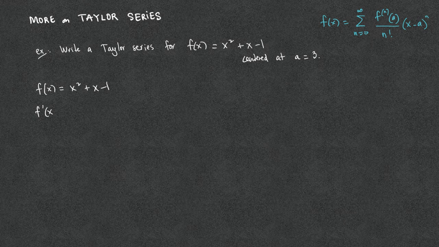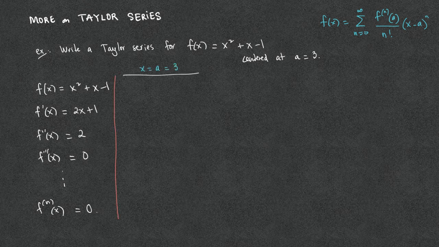The first derivative is 2x plus 1. The second derivative is 2. The third derivative is 0. The fourth derivative is 0, and therefore all of the derivatives after are going to be 0. We then evaluate these derivatives at the center, x equals a equals 3.